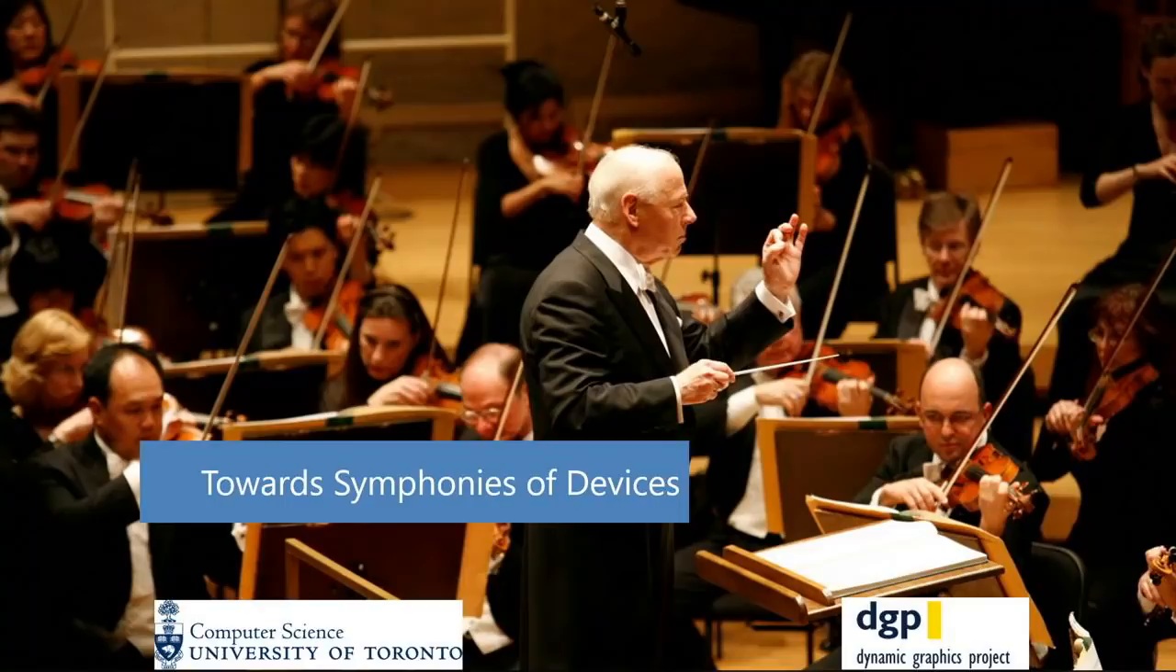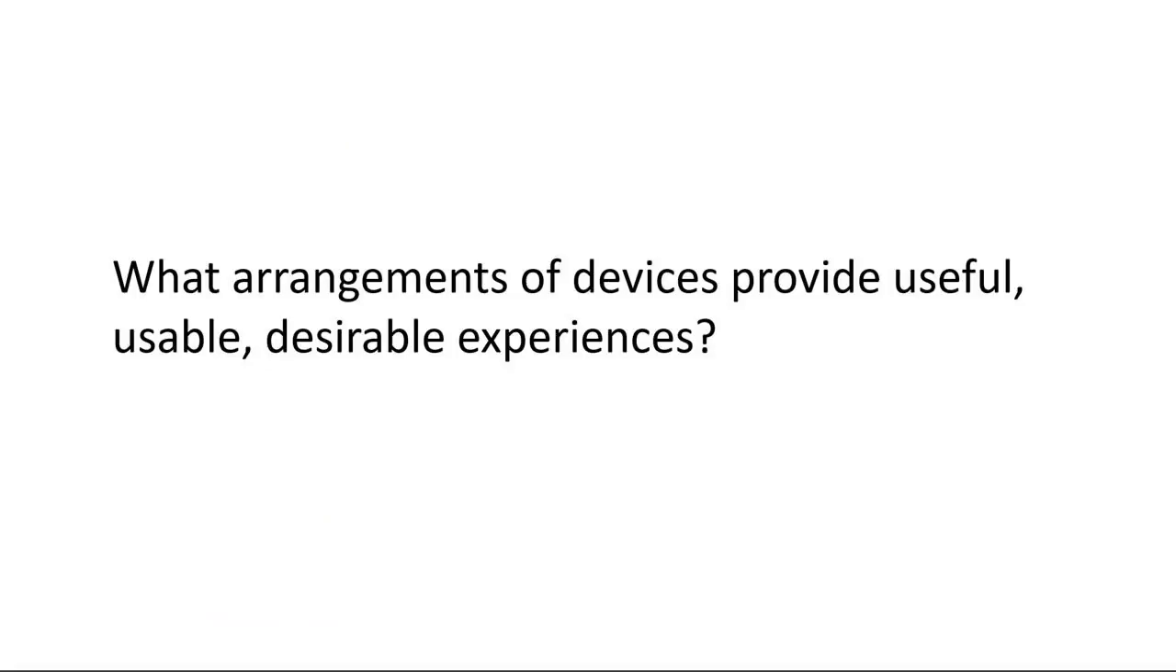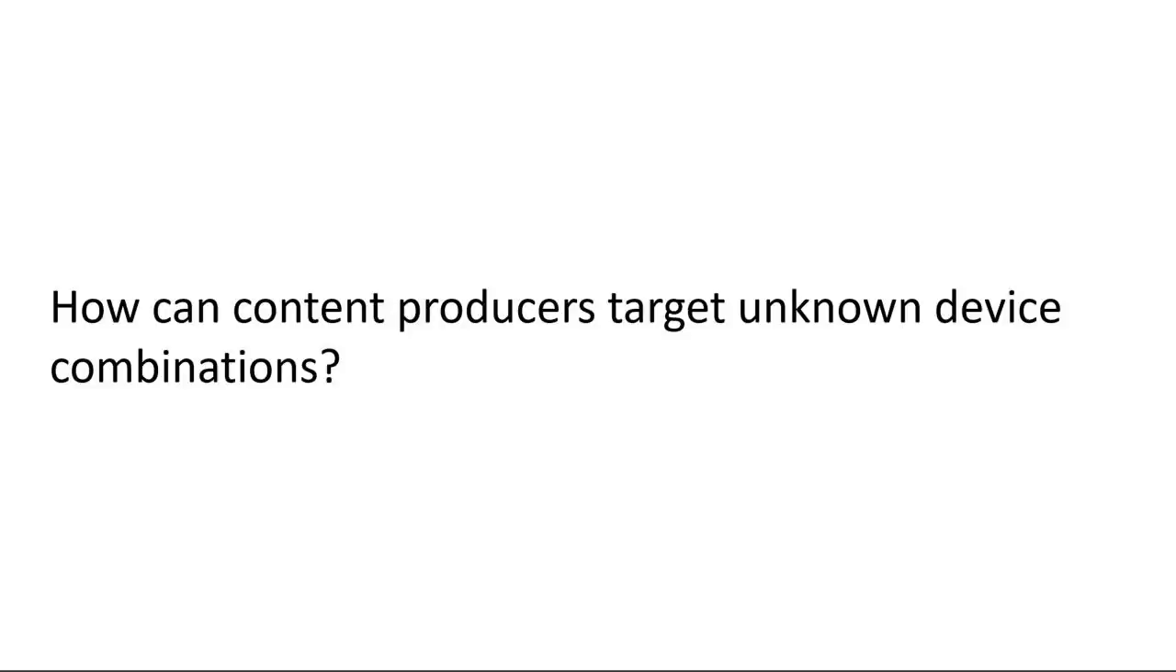So we put all of that together into what we call the Symphony of Devices. And what we're trying to tackle in this project is two pieces. One certainly is the user experience, right? The classical HCI questions of what are the arrangements of devices that provide useful, usable, desirable experiences for end users? And I'll talk a fair bit about that also. But the other problem that we got really interested in was how can we enable content producers to target unknown device combinations?